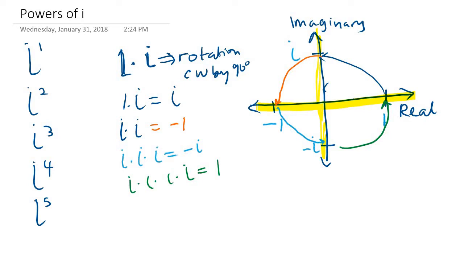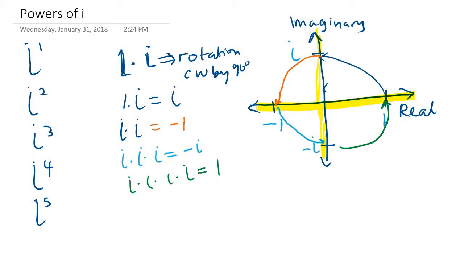So basically there is a pattern here. I can continue to rotate by 90 degrees each time, and I'm going to go back to i, back to -1, -i, 1, i, -1, -i, 1.